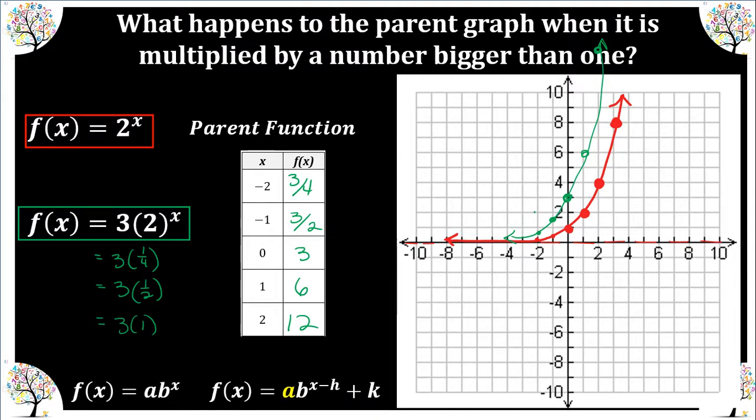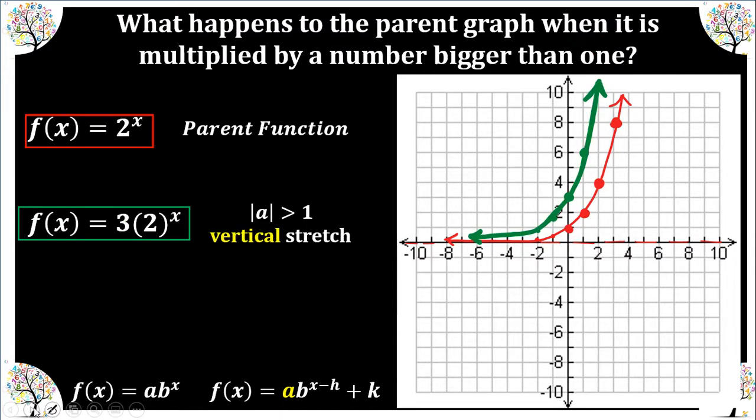That means our graph increases even quicker than when our A is 1. It's kind of like having a very steep slope. So if you want, you can just think of this A as kind of like your slope. It increases quickly if our A value is more than 1. So we call this a vertical stretch. It's being stretched or pulled up. All these points are being stretched up. My graph is increasing very quickly.